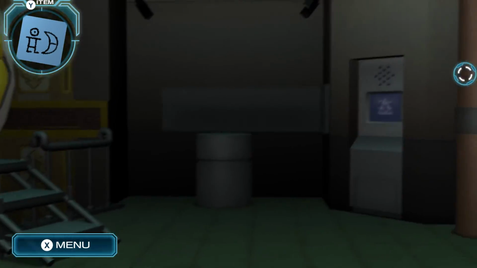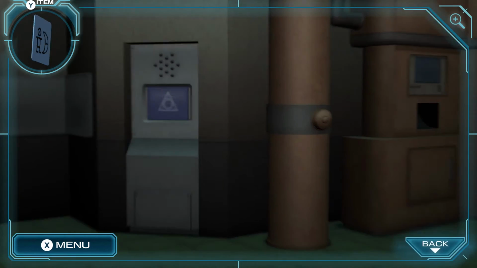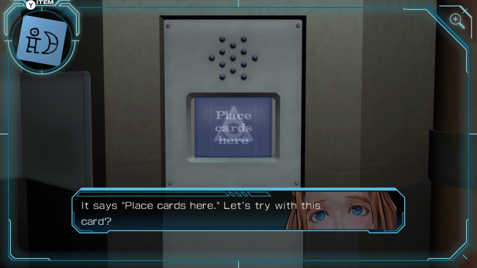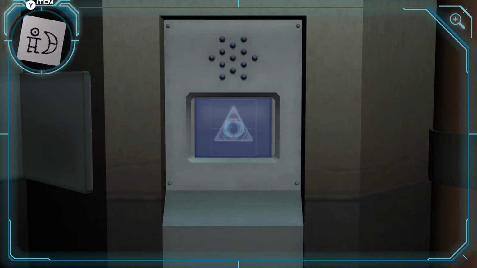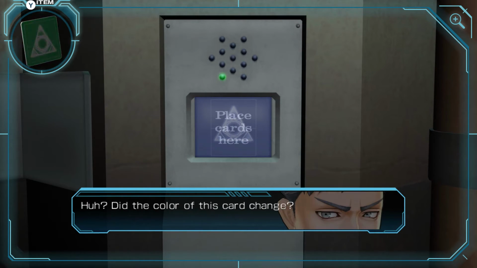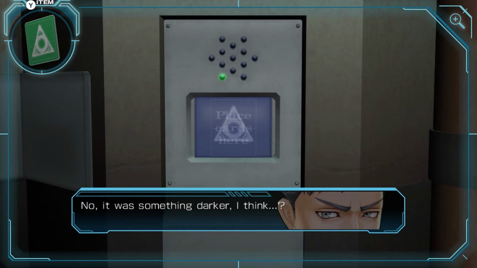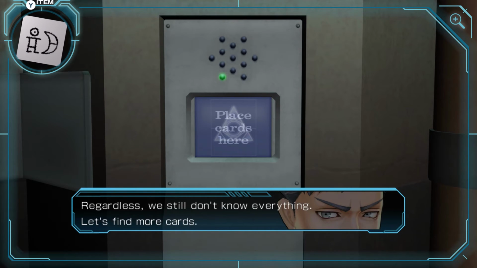Okay, so I think we got all of our cards. So it says place cards here. Let's just try it. Let's try with this card. Yeah, go ahead. Oh, one of the lights above turned on. Did the color of this card change? I thought it was already like this? No, it was something darker, I think.